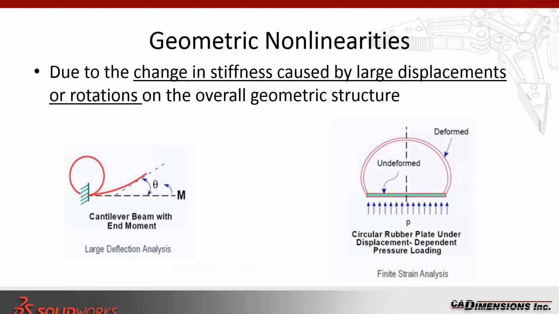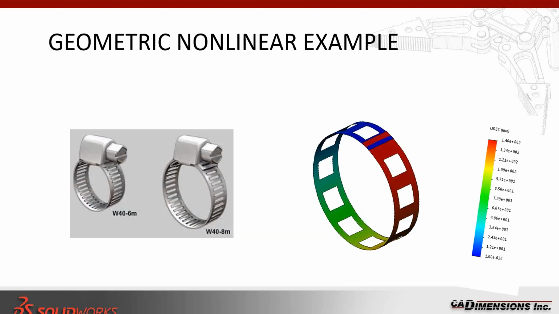So let's talk about the geometric nonlinear condition first. This is caused by a large displacement or rotation on the overall geometric structure. So this is criteria number one. We are breaking that condition or that requirement for the linear analysis. Now if you have a part which is starting to deform in a direction away from the forces being applied, then you automatically should consider the nonlinear analysis. So let's go ahead and take a look at an example within SOLIDWORKS of a geometric nonlinear example.